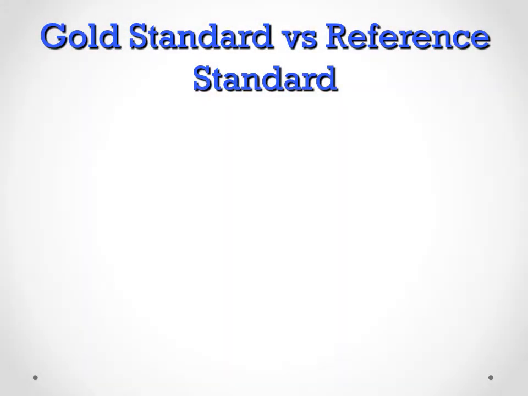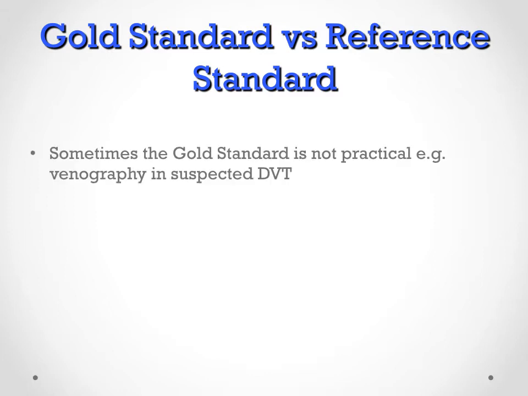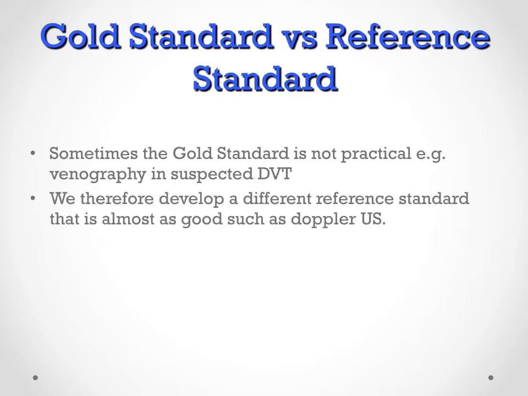Sometimes the reference standard used will not be the gold standard because the test is too tricky to do. A really good example of this would be venography for DVT. We've therefore got to think of another test and develop a reference standard that's almost as good, and in this case it could be a Doppler ultrasound.